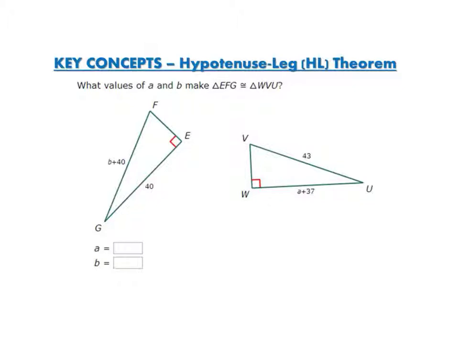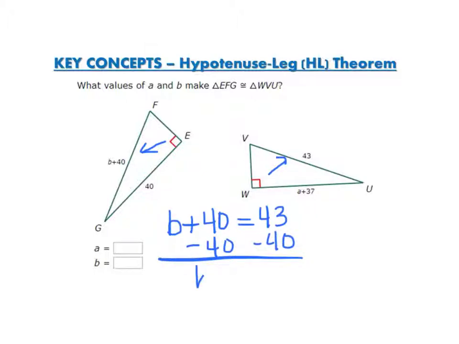All right, here we have some right triangles, and the question is, what values of A and B make these two triangles congruent? So I look at the hypotenuse, which is the one across from the right angle, and I know that they have to be congruent. So I would put B plus 40 equals 43. I subtract 40 from both sides, and B equals 3. That's the first part of it.